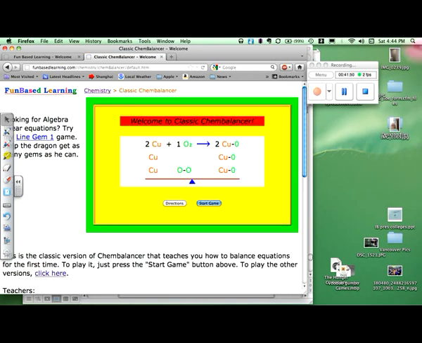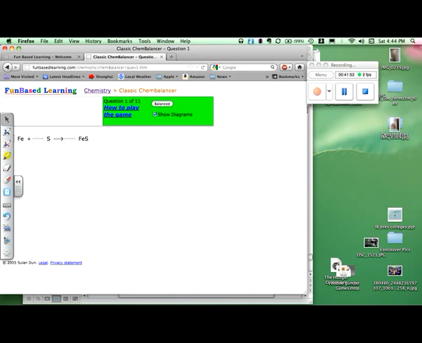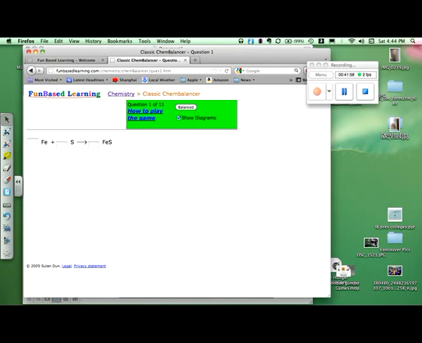So we say start game. Let me take this window over a little bit. Okay, the thing that I like about this program is that you get pictures. And I think that helps students with the balancing if they're not familiar with it. So in order to get pictures, put a 1 in each box. Okay? Underneath you get some little Lewis dot things without the dots. I wish that they put the arrow in the pictures, but they don't, so you'll have to do that yourself.